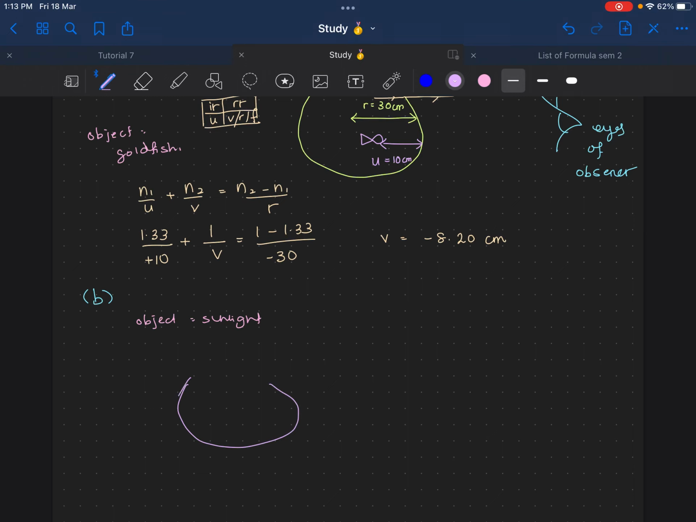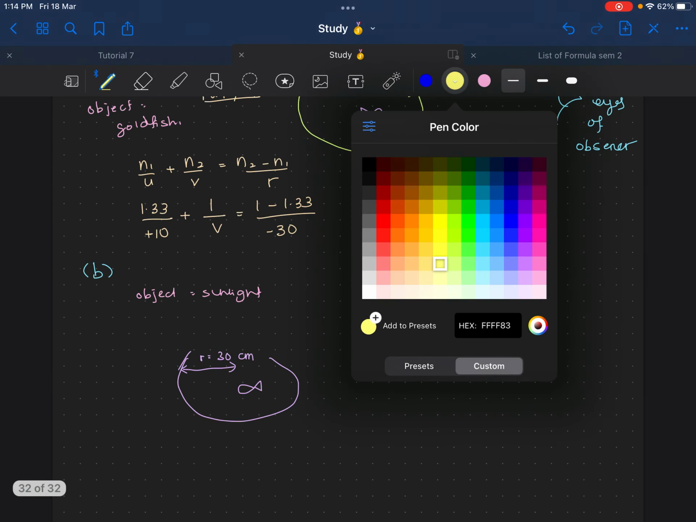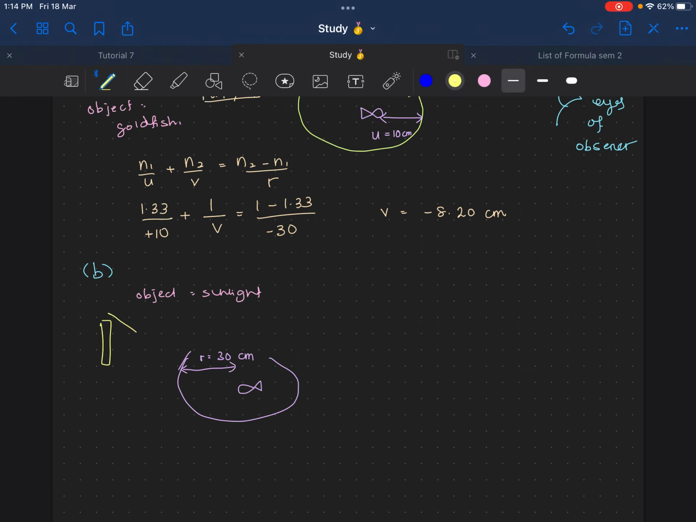We still have the same fishbowl, which has a radius of 30 cm. You have your goldfish, and one thing you notice is that it doesn't give you any information about the position of the goldfish. So this is not the object, but it gives you information about the evening sunlight. The evening sunlight comes, for example, through this window. It comes from a very far place, from the sun. So the object position is infinity because it is too far away. So your U is infinity.